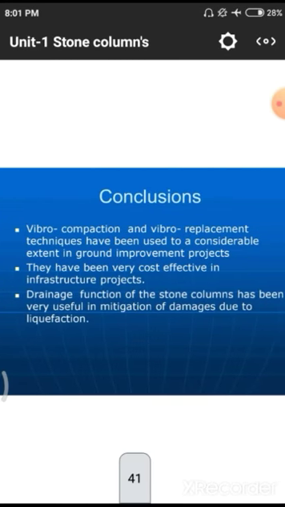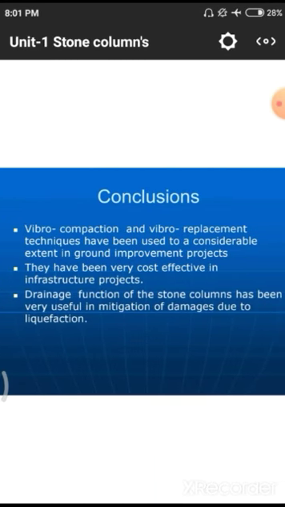Okay, these are the conclusions. What are the conclusions? Vibro compression and vibro replacement techniques have been used to a considerable extent in ground improvement projects. Next, they have been very cost effective in case of infrastructure projects. Cost effective means the cost is low.